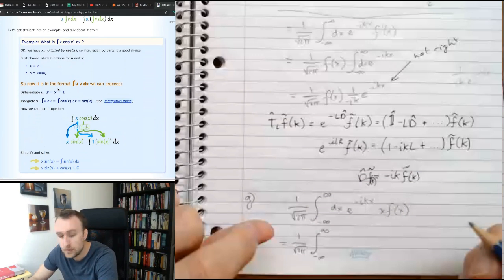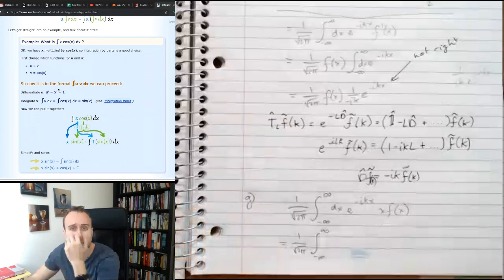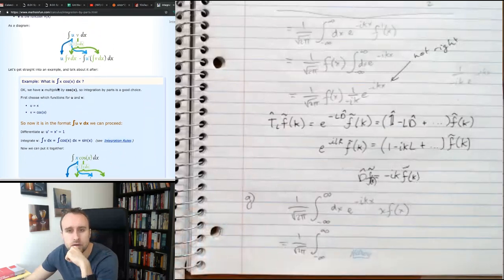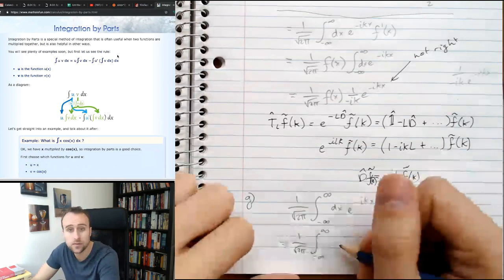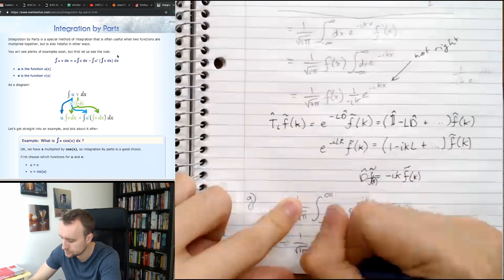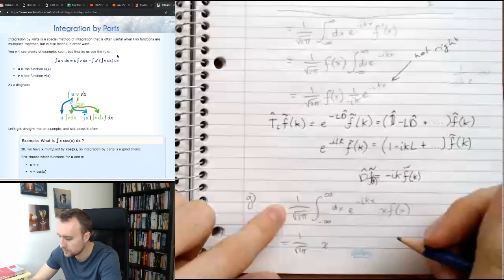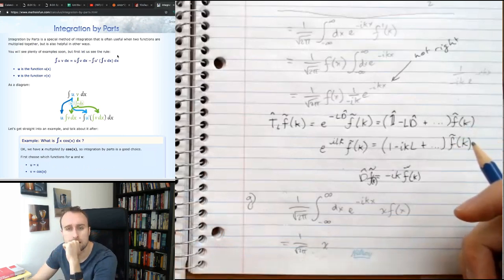Integral from negative infinity to positive infinity is equal to U V minus the integral of V dU, equal to U. So let's look at it this way. We've got, is it going to be equal to X? Which one do we want on the outside here?